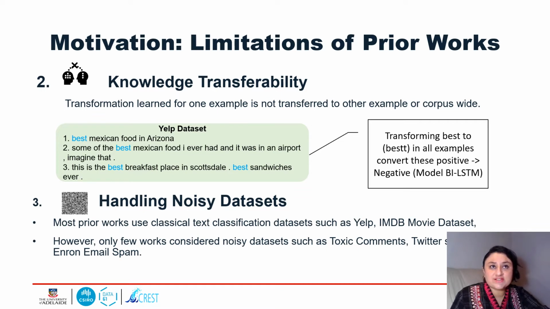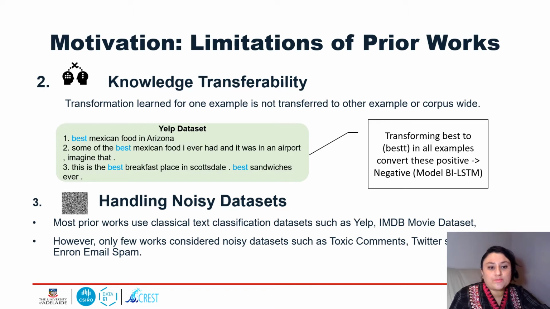Another limitation of the prior work is knowledge transferability. That is, transformations learned in transforming one example to an adversarial example are not transferred to other examples or corpus-wide. For example, we saw that in a subset of a dataset, the examples containing the word best can be converted to adversarial examples by replacing best with double T for the model by LSTM. This means that there is a correlation between different examples in the corpus and the knowledge gained by transforming one example to an adversarial example can be transferred to other examples.